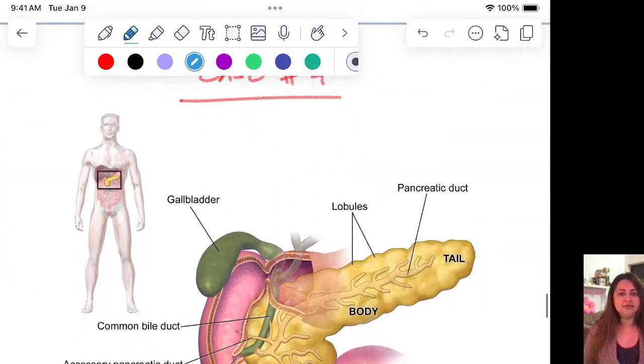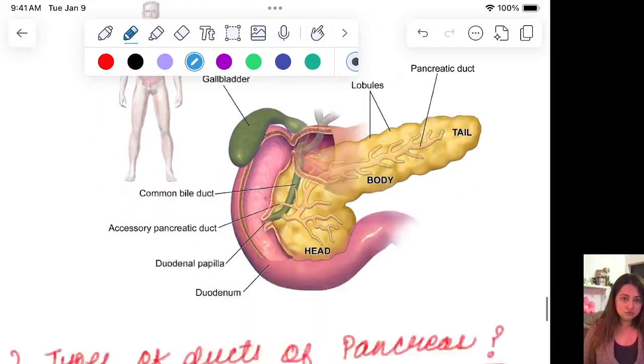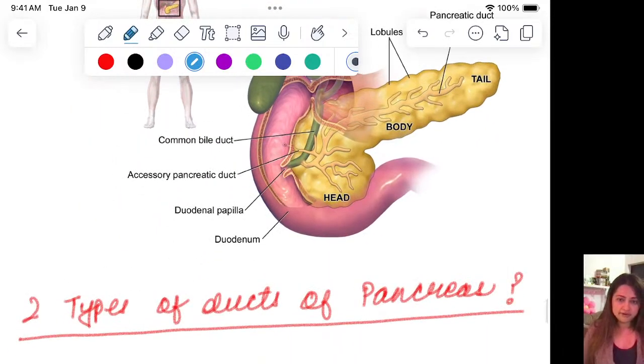Now look at the next case. The part of it we already discussed. Okay. So the question here is, what are the two ducts of pancreas? What are the two ducts of pancreas that you know about? Anyone? What are the two ducts of pancreas?